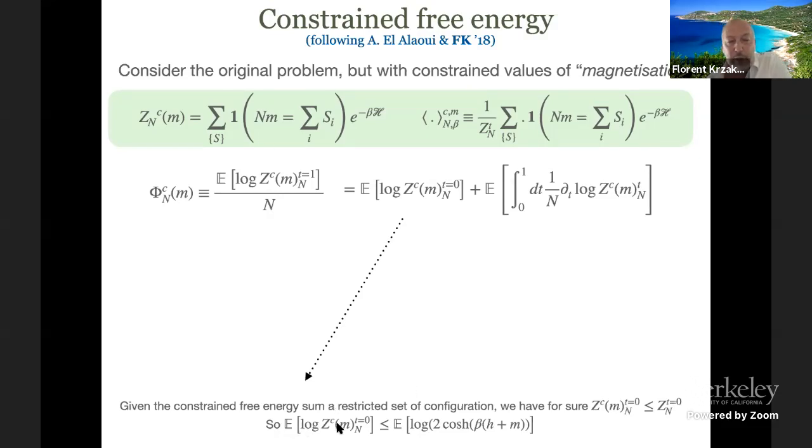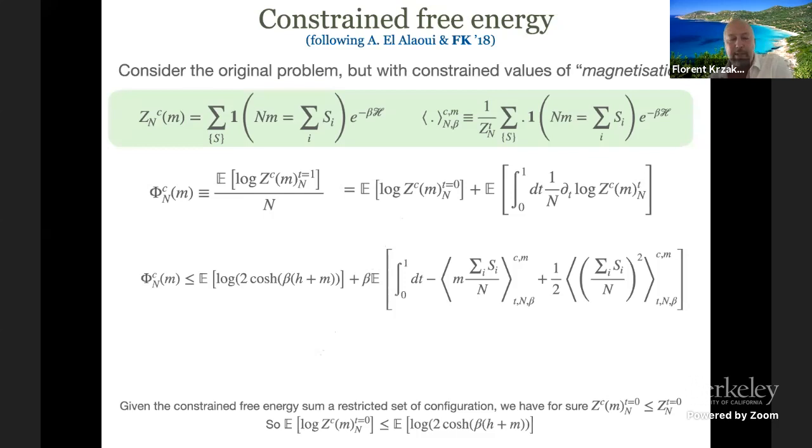So the expectation of the log of z_m is certainly smaller than the expectation of the log of z. So I can just say, well, look, I will not compute this. I will just bound it by what we had before. I could, of course, compute it, but I don't need to. Good. And then the second part, well, it's exactly the same as before, except now I have this measure here, which is constrained to value m.